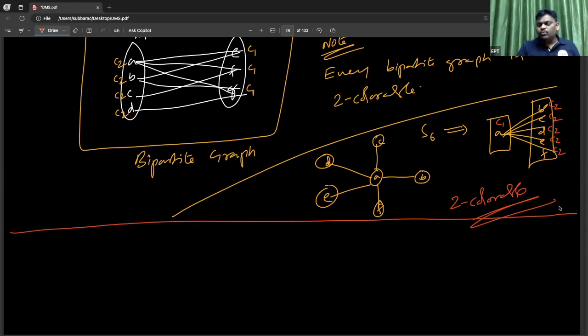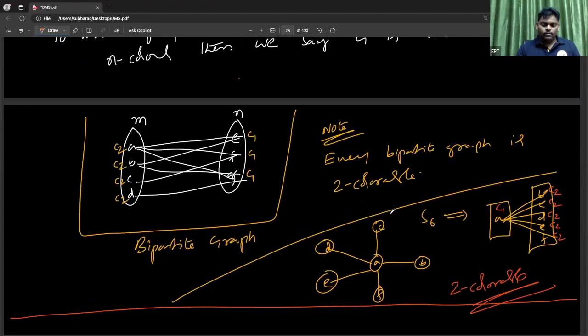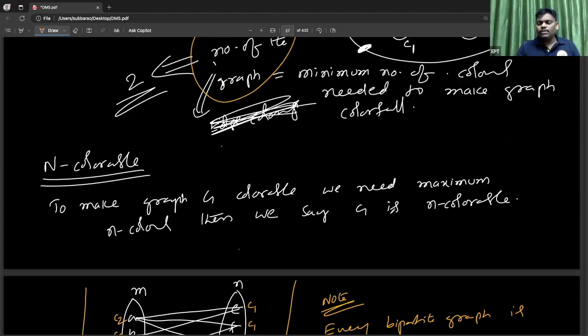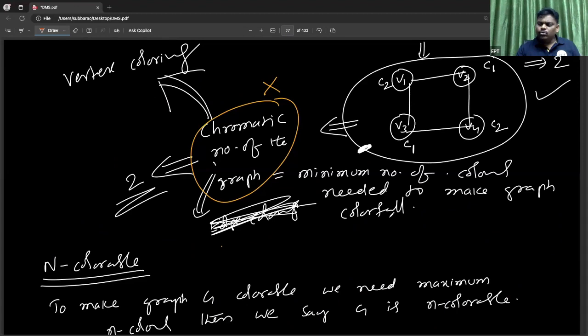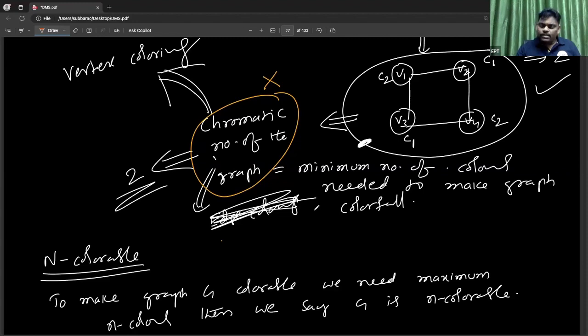Every star graph is 2 colorable, of course, because every star graph is a bipartite graph. Next one, every bipartite graph is 2 colorable, of course. You can give 3 colors also, you can give 4 colors also, no problem. So you are given boundaries. Whenever you confirm that 2 colors are more than enough in any circumstance, you can say it is 2 colorable.